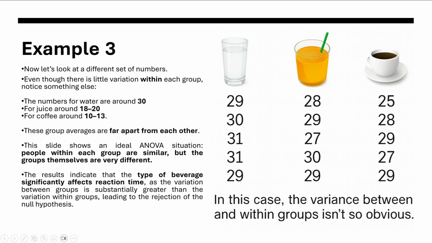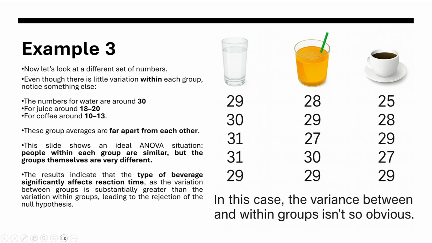The differences are not screaming at us immediately, and this is exactly why we need ANOVA. First, focus on what is happening within each beverage group. For the water group, the values are 29, 30, 31, 31, 29. These numbers are quite close to each other. This tells us that people who drink water reacted at similar speeds.